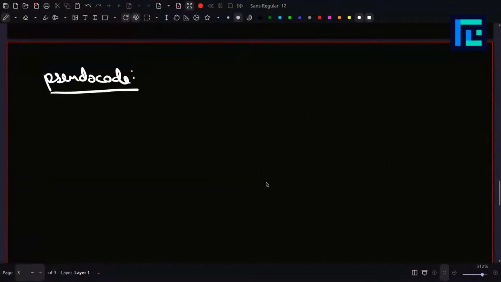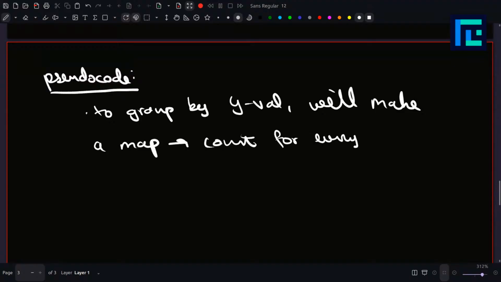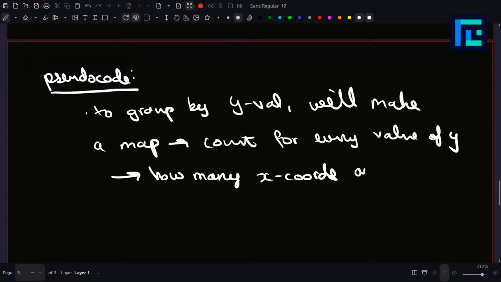So what we're going to do is group by y value. We'll make a map which will count, for every value of y, how many x coordinates there are. This is the first step.